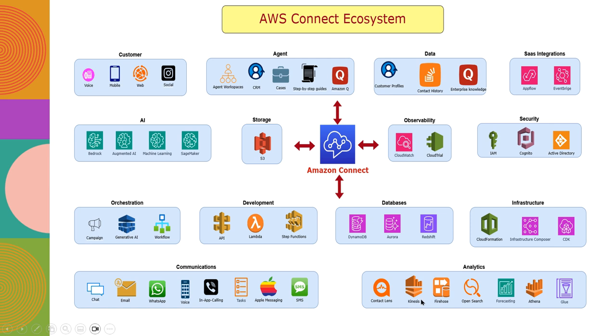You've got Contact Lens, you've got Kinesis analytics, you've got OpenSearch, you've got forecasting analytics, you've got Glue and Athena. Okay, so when contact trace records come in, Firehose pumps them into an S3 bucket. You could use Glue to create a data catalog, and Athena to query them and find out information about them. So all of these services really make up this AWS Connect ecosystem.